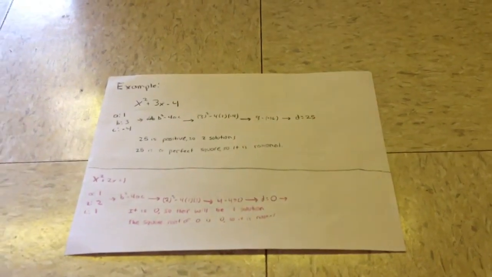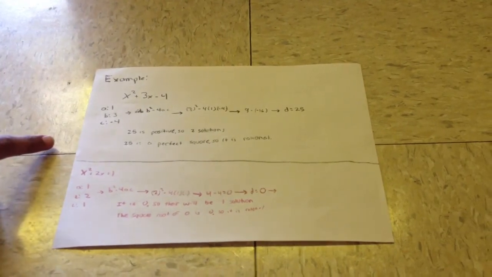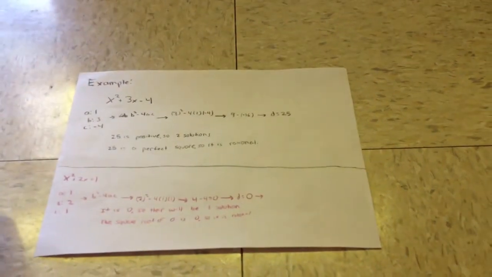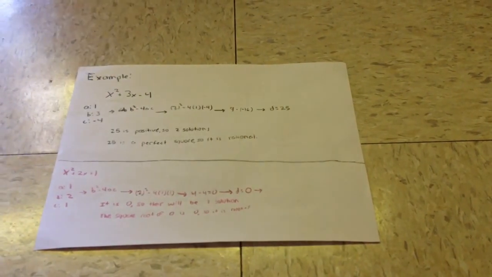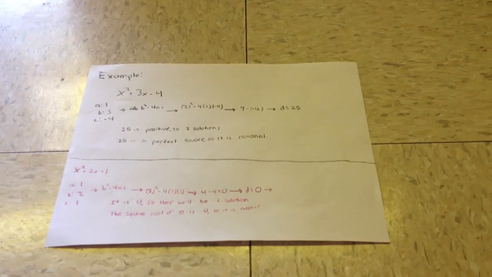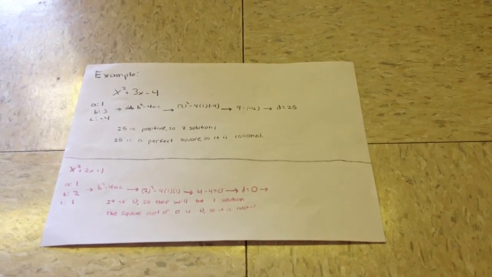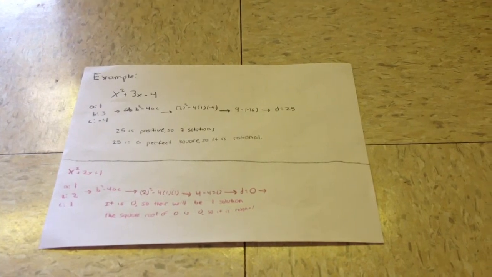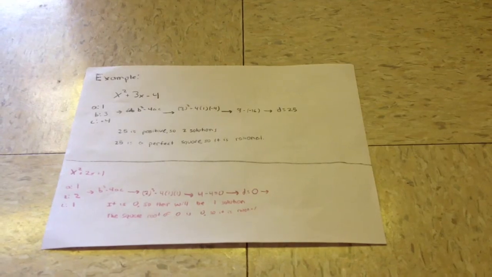Now you can try this all together. From step 1, we can find out that the a value is 1, the b value is 3, and the c value is negative 4. First, we substitute everything in, and we find the discriminant to be 25. 25 is a positive number, so it will have 2 solutions. 25 is also a perfect square, so it will be rational. This quadratic will be a 2-solution rational.